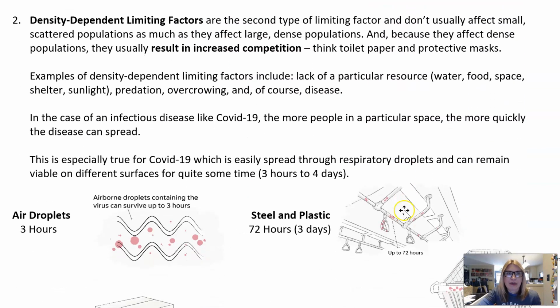So density dependent factors are the second type, like I said, of limiting factor, and they don't usually affect small scattered populations as much as they affect large dense populations. And because they affect these large dense populations, they usually result in increased competition. So think toilet paper and protective masks.